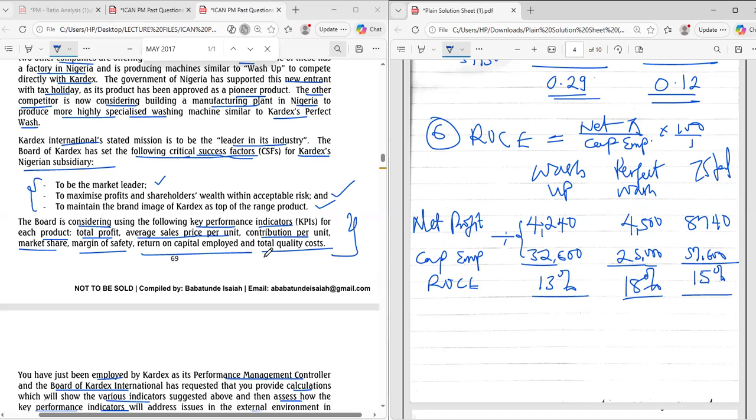So, is there any other one? Total quality. Do we know this one? Quality costs. Total quality costs is given in the question. What's the formula for this?